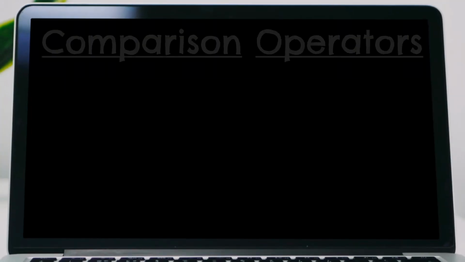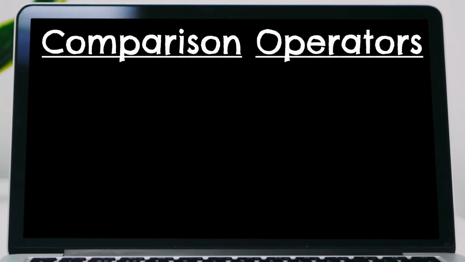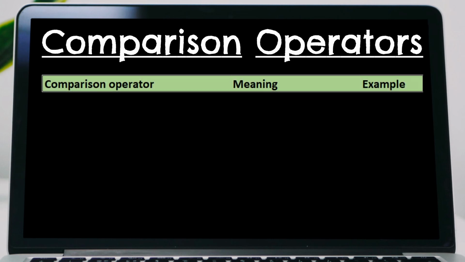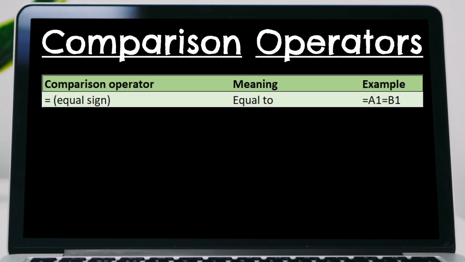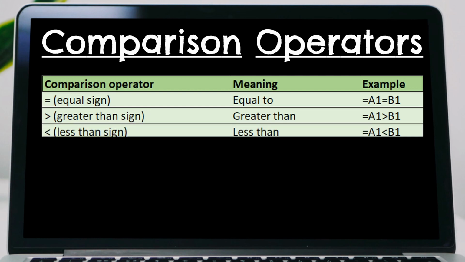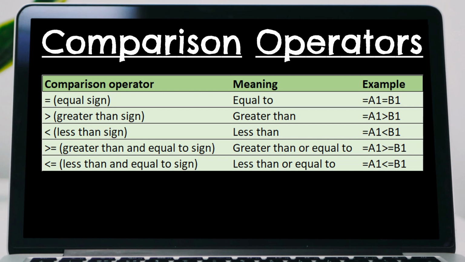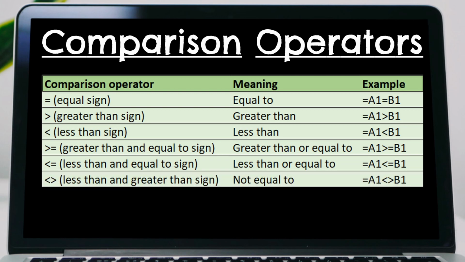When working with certain functions, comparison operators can be very useful. Here is a list of all the comparison operators in Excel. Equal to, greater than, less than, greater than or equal to, less than or equal to, not equal to.